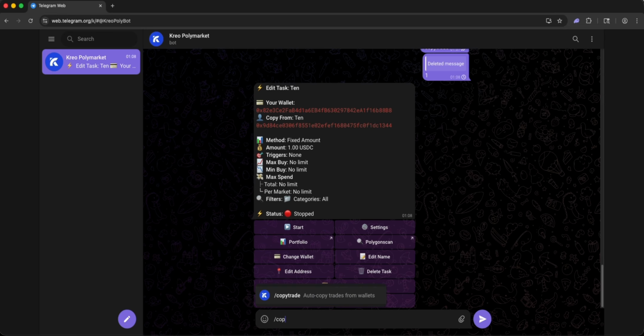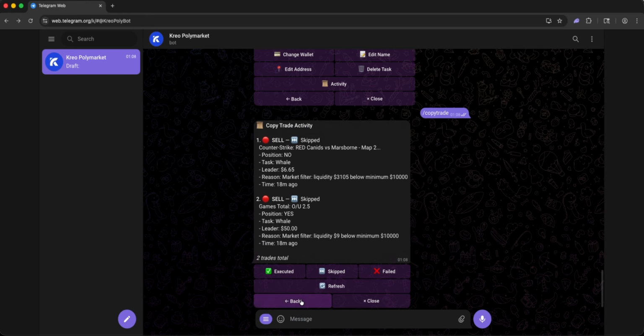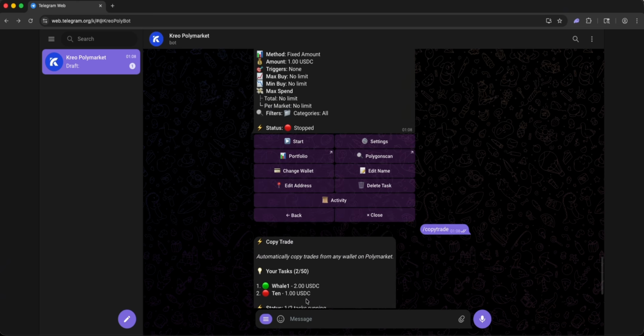Now, if I go to /copy trade, I'm able to see both my tasks and I'm able to see my activity. So whenever a copy trade transaction goes through, so like here, it skipped 2 trades, it will give me the reason. So for example, they didn't fill the criteria, it skipped those trades for me. This is all inside of my copy trade activity.